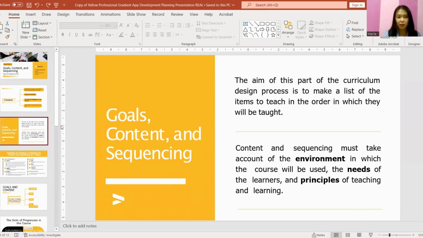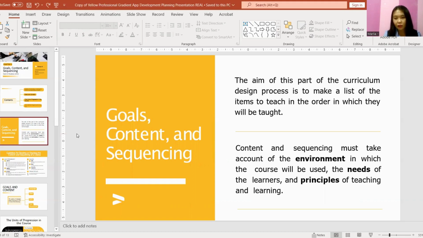Goals, content, and sequencing. The aim of this part of the curriculum design process is to make a list of the items to teach in the order in which they will be taught. So when we design a curriculum or make learning material, we have to make a list of items that will be taught to our students.